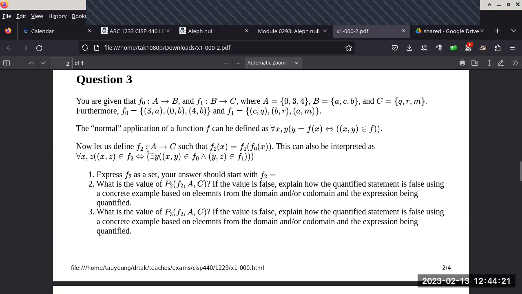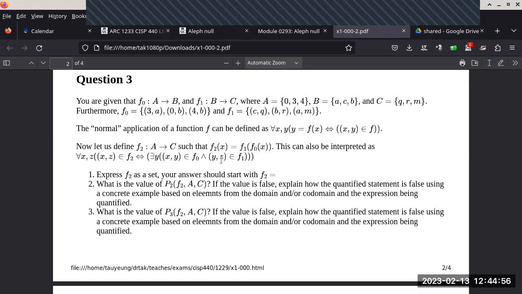Now we define f2, where the domain is A, the codomain is C, such that f2(x) is f1 applied to f0 of x. So we are looking at the compound application of functions. This can also be interpreted as: for all (x, z), (x, z) is in f2 if and only if there exists a y such that (x, y) is in f0 and (y, z).